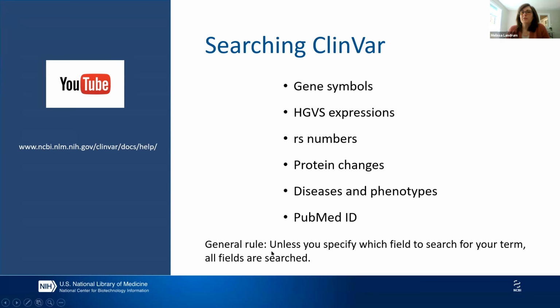One thing I want to talk about before we get started is give you this general idea about searching in ClinVar. ClinVar is an indexed database. That means that we index particular fields of data, so the values that are found in each of those particular fields, which means that you can make a very specific search by saying, search for this term in this field. The flip side of that is that if you don't specify which field you want to search for your term in, we will search all fields for it.